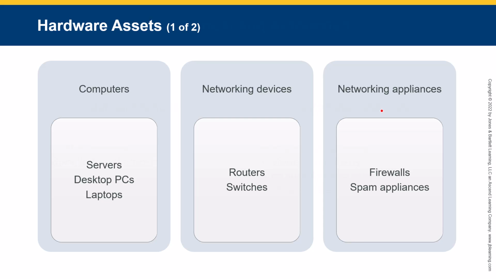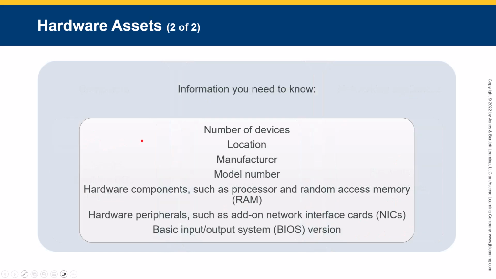Hardware assets could be infrastructure, networking, like routers, switches, access points. Network appliances could be firewalls, appliances for spam or AV, or load balancers. Computers could be servers or desktops or other end devices, depending on the asset you're looking at.